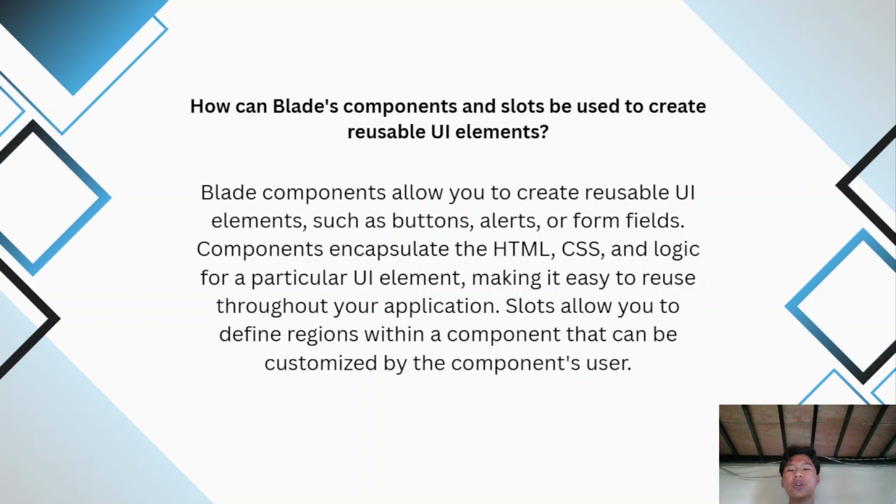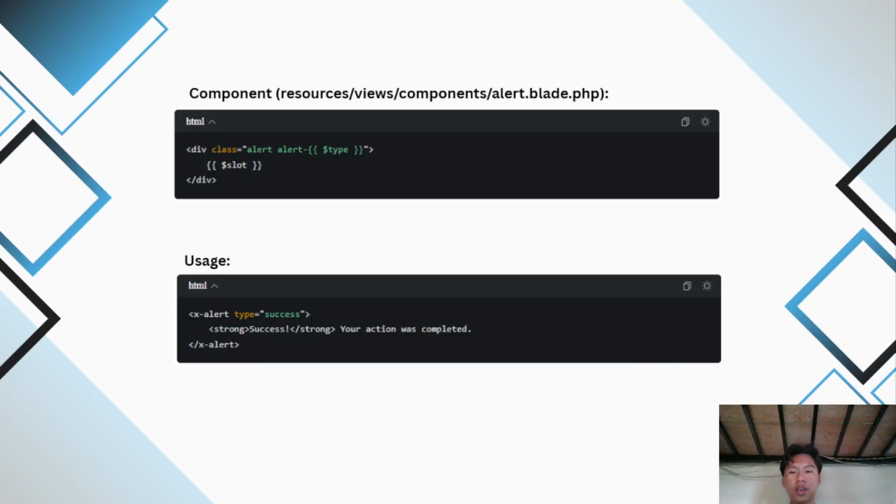Now, how can Blade components and slots be used to create reusable UI elements? Blade components allow you to create reusable UI elements such as buttons, alerts, or form fields. Components encapsulate the HTML, CSS, and logic for a particular UI element, making it easy to reuse throughout your application. Slots allow you to define regions within a component that can be customized by the component user. And this is the example.